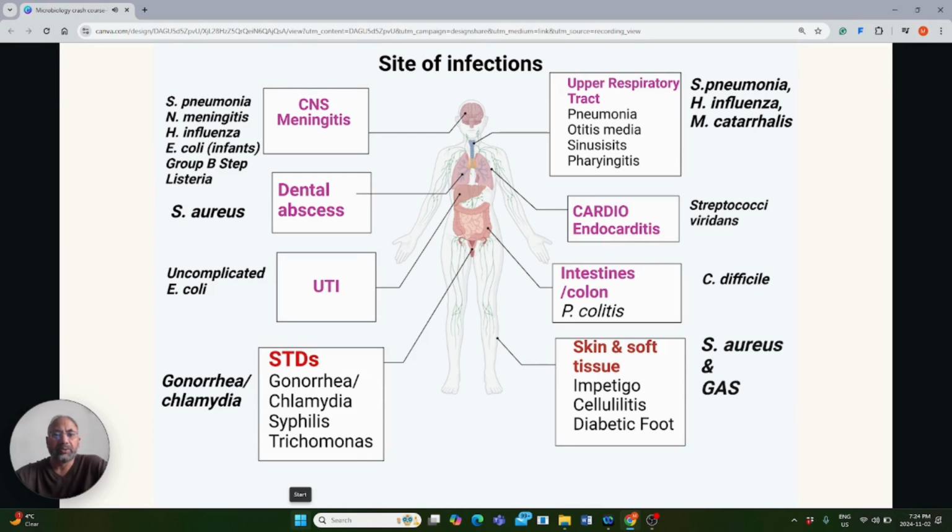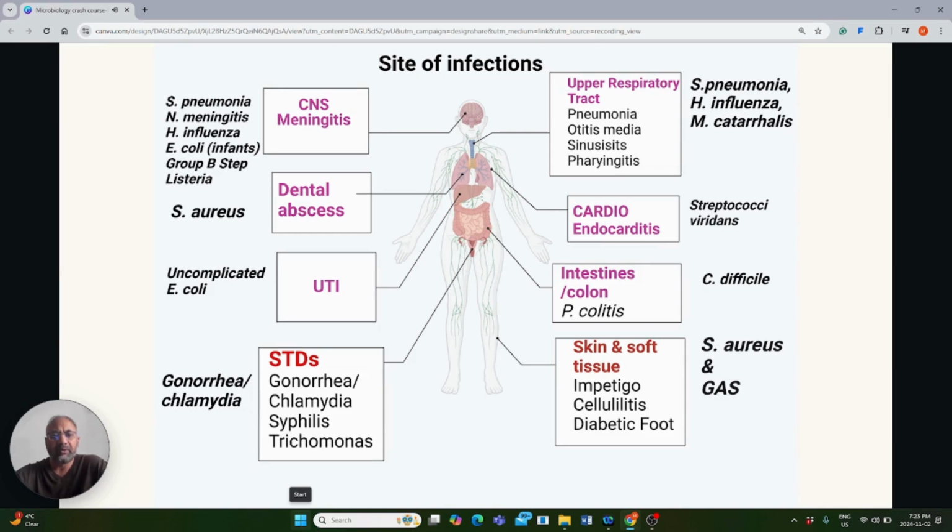Then there are organisms that cause upper respiratory infections. What are the upper respiratory infections? Actually, they should have been both upper and lower, because pneumonia is basically a lower respiratory infection. Then otitis media, sinusitis, and pharyngitis are the upper respiratory infections. So all these respiratory infections, the organisms responsible for these are the Strep pneumoniae, Haemophilus influenzae, and Moraxella catarrhalis. These are the three important organisms responsible for upper respiratory infections.